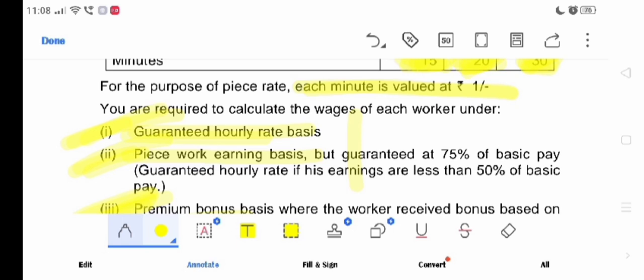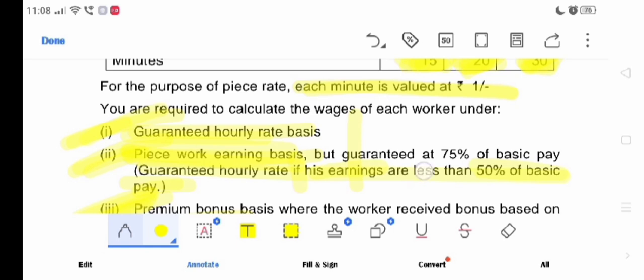What is this? Here he has given in the brackets the guaranteed hourly rate if his earnings are less than 50% of basic pay. That is a condition. First of all, we are going to calculate his earnings according to the piecework earning basis, and see whether they are above 50% of his basic pay or below 50% of basic pay.